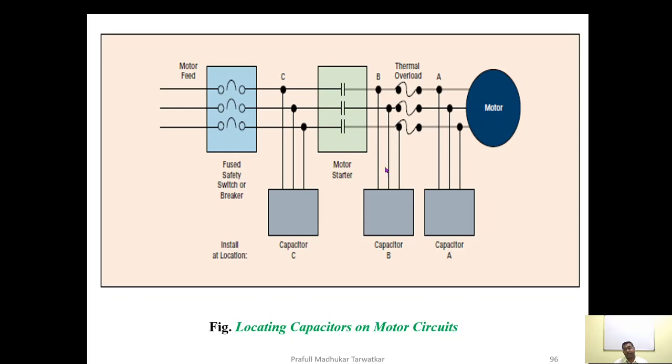If they are installed after the starter, then the starter current is fluctuating during on and off and various other operations, so the capacitor has to sustain that much variation. If they are installed in the load circuit directly nearer to the load only, then ultimately the improvement is going to the load, and it is a better option basically compared to the other options.